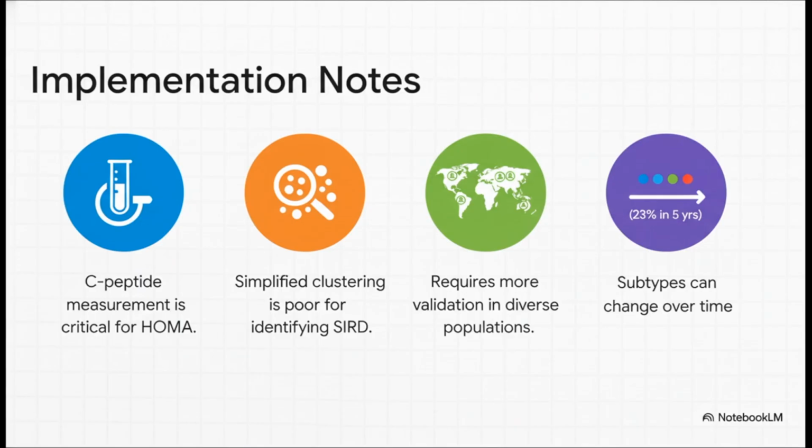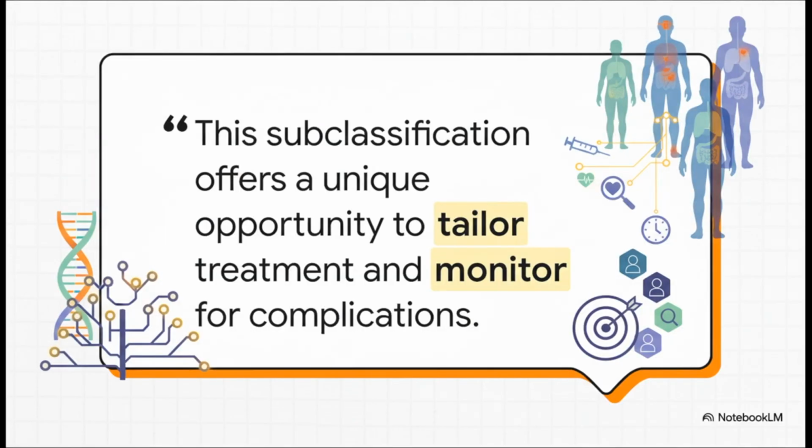But as we think about implementing this, there are some key considerations. First, C-peptide measurement is non-negotiable. You simply cannot accurately identify the high-risk SIRD group without the HOMA calculations. The simplified models just fail here. Second, this absolutely needs more validation in diverse ethnic populations. And finally, these clusters are not necessarily static. One study showed about a quarter of patients changed their subtype over 5 years, which highlights that this is a dynamic process.